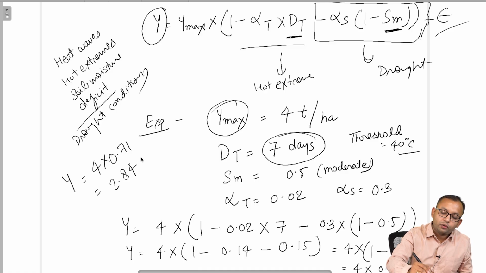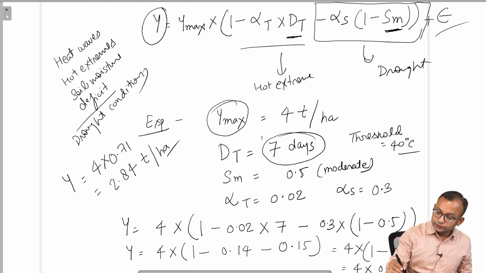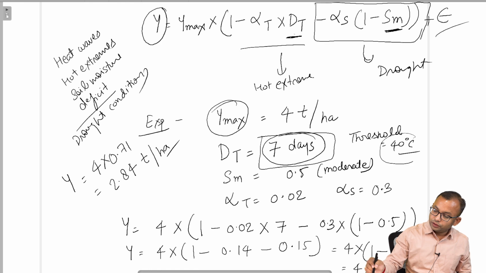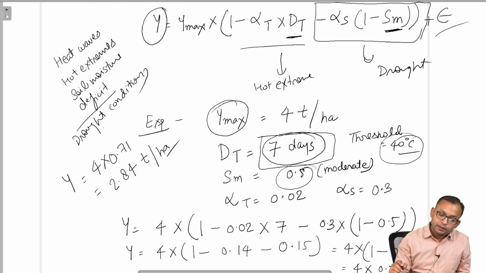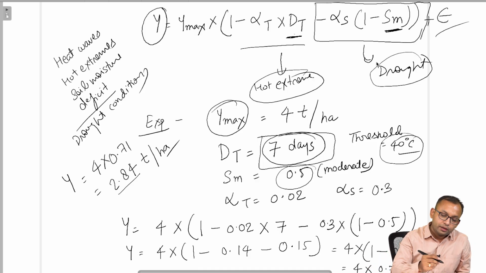Okay, so this is coming out to be 2.84 tons per hectare. So if you compare when we have 7 days heat waves, when we have threshold crossing above 40°, and then we have moderate soil moisture conditions, our crop yield of that particular area is around 2.84. Now you can calculate what is the percentage loss we observed during the hot extremes and the drought conditions together in a certain region. So how do we do that?